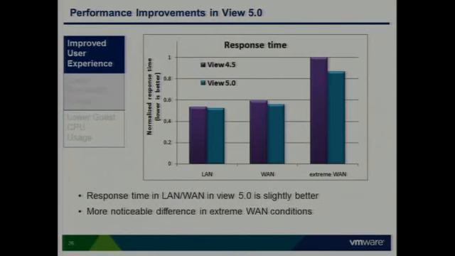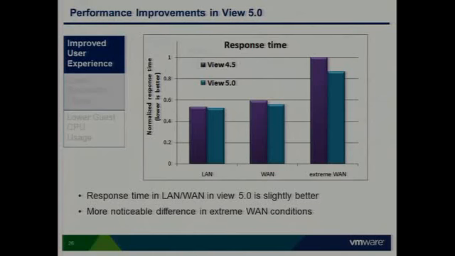In this case, View 4.5 in extreme WAN condition shows the maximum response time, so we are using this as the baseline. It's normalized to 1.0, and everything is scaled with respect to that. On the x-axis, you see different LAN, WAN, and extreme WAN conditions.